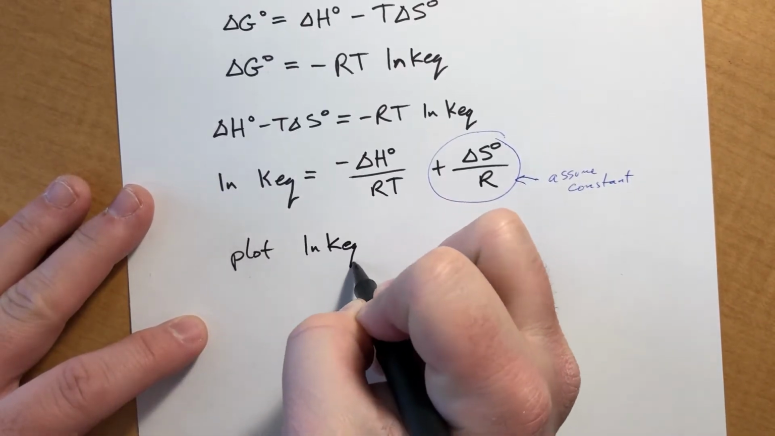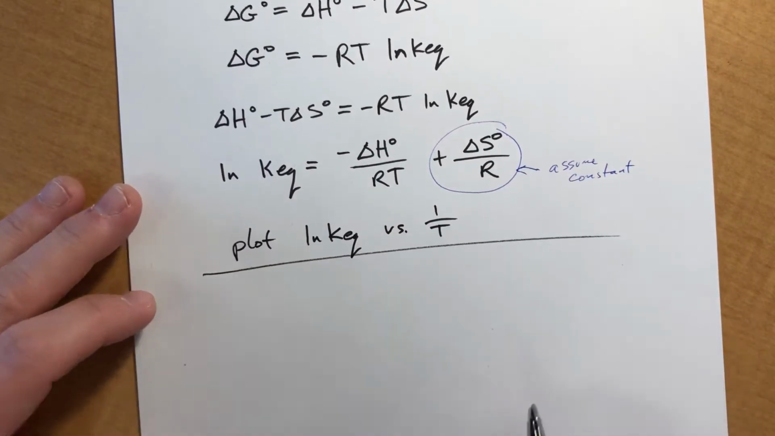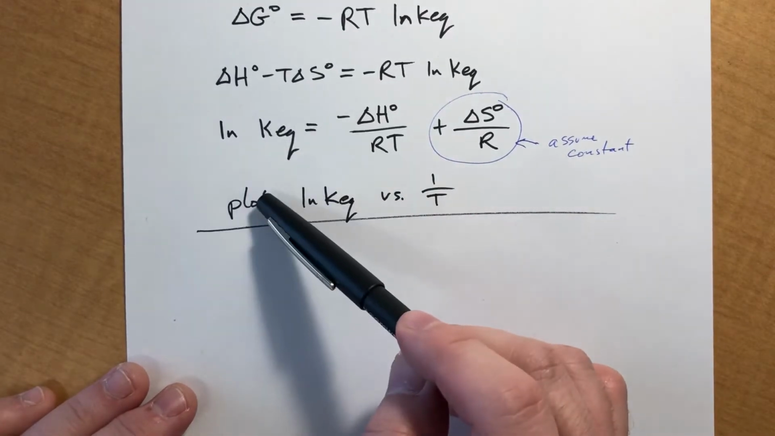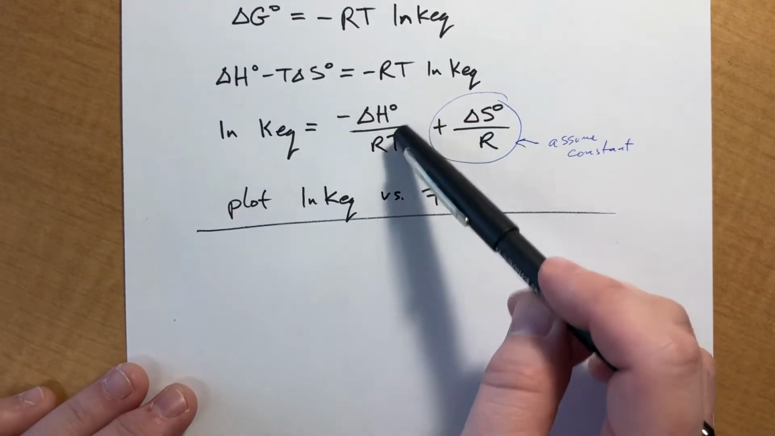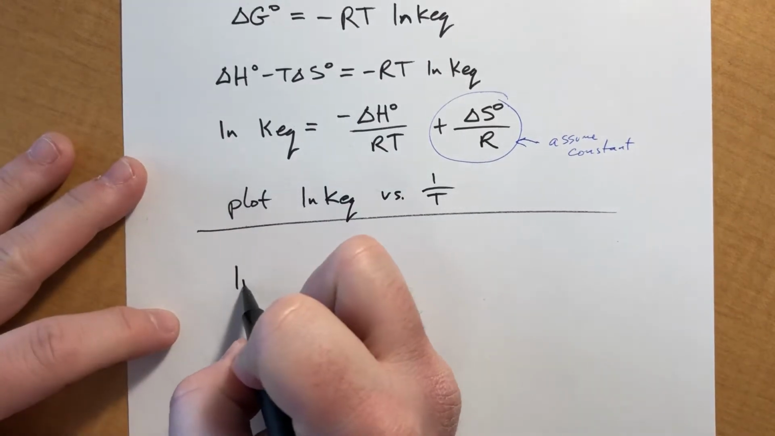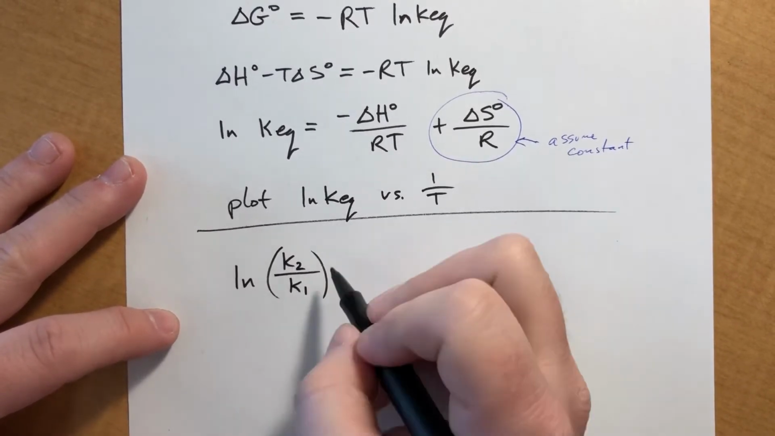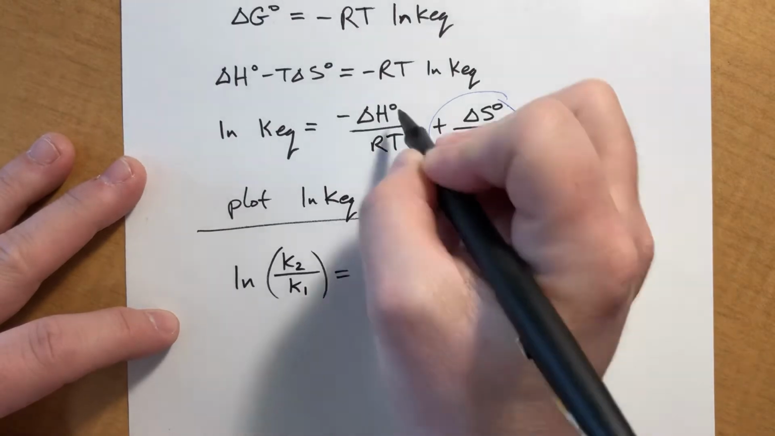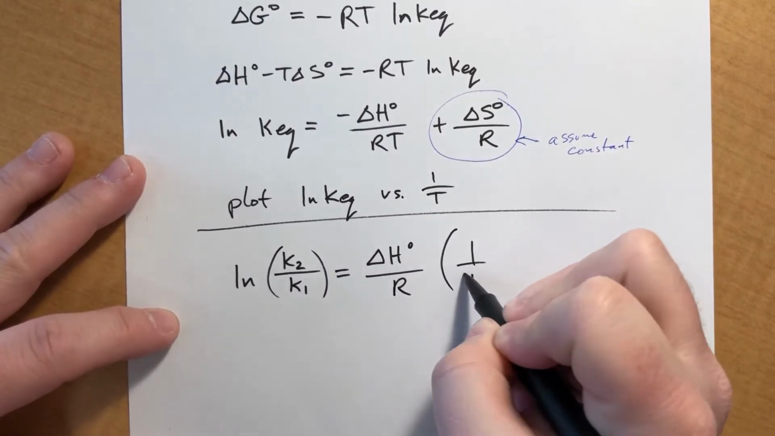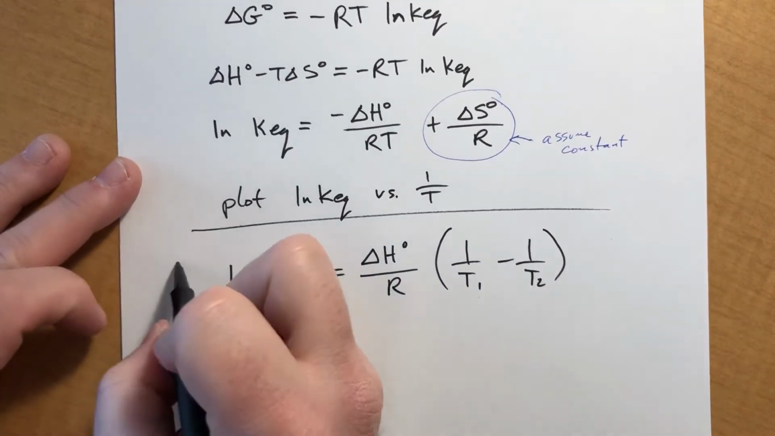I'm not actually going to worry about making the graph here, but we're going to look at the consequences, and hopefully it looks somewhat familiar. It turns out that if you have two different Keq values, two different equilibrium constants, and two different temperatures, there is a relationship between these. I'm just going to call this K instead of Keq1 and Keq2. And this is equal to delta H divided by R times 1 over T1 minus 1 over T2. This is known as the van 't Hoff equation.